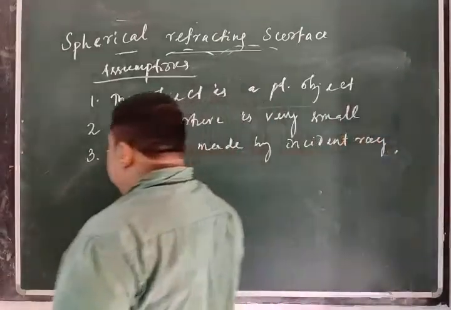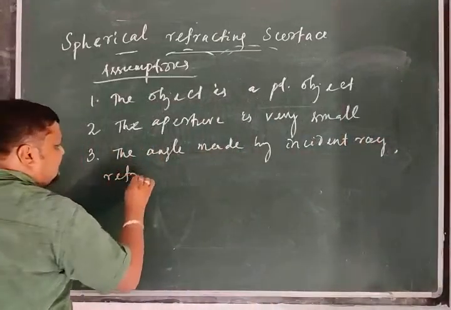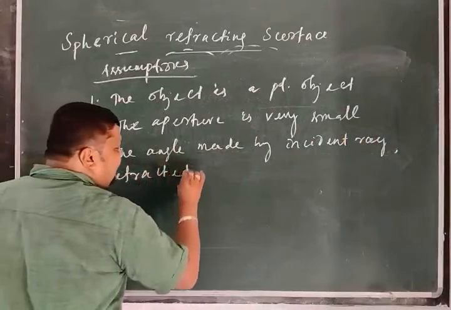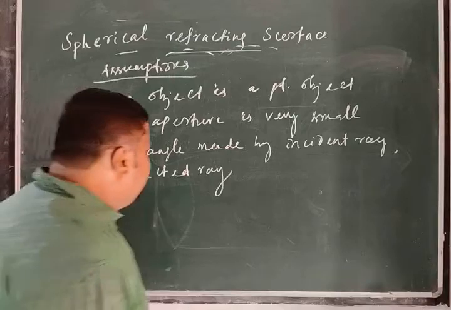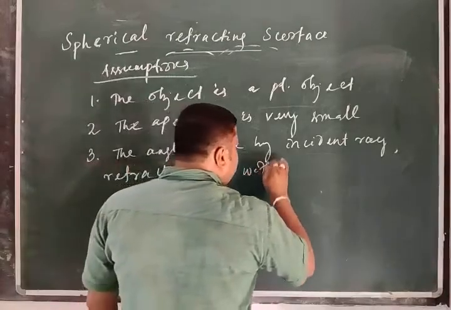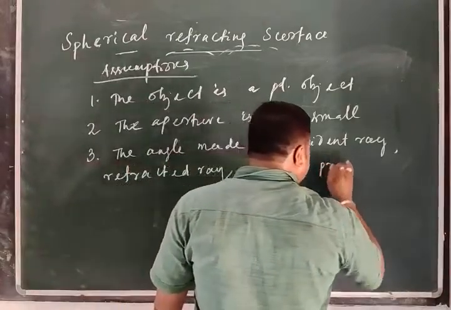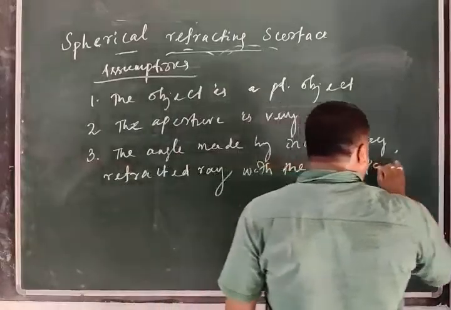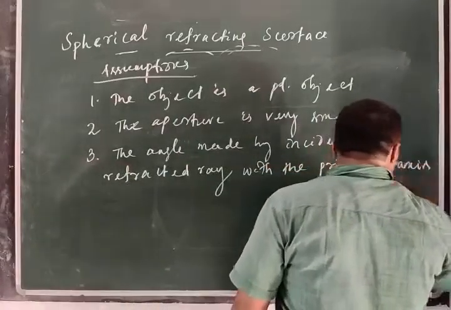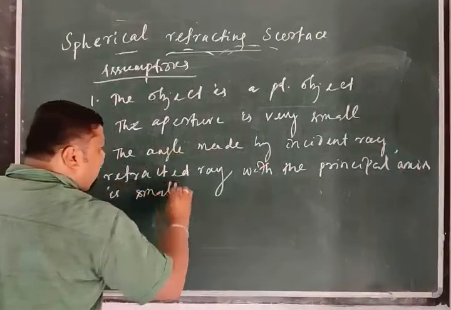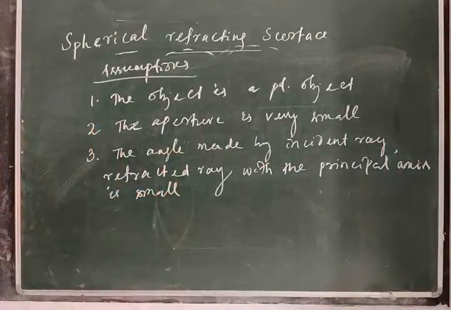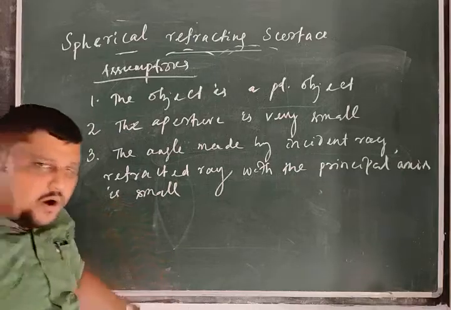Next, there is a refracted ray, because it is a refraction. The angle made by the incident ray and the refracted ray with the principal axis is small.